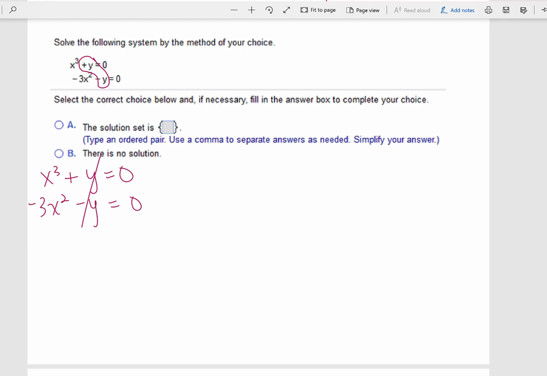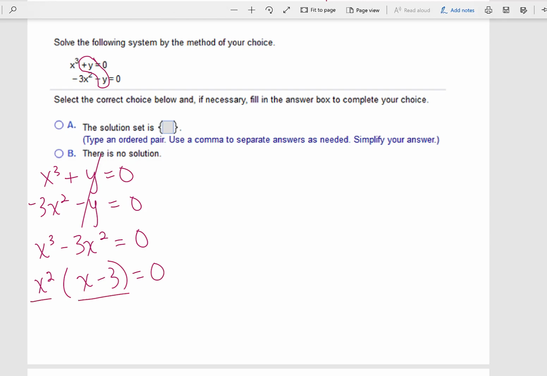They're opposites of each other, and then I'm left with just x variables, but I cannot combine those unlike terms because one is x cubed and one is x squared. So we would just write it like that. I'm going to factor out an x squared. Get x minus 3 equals 0.